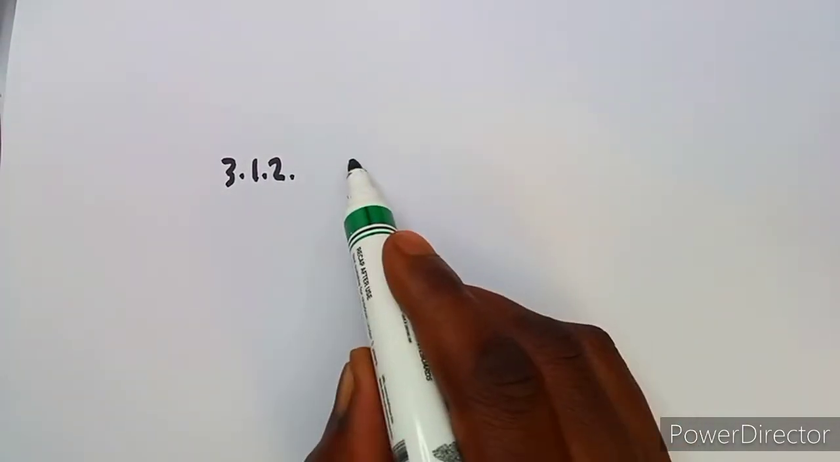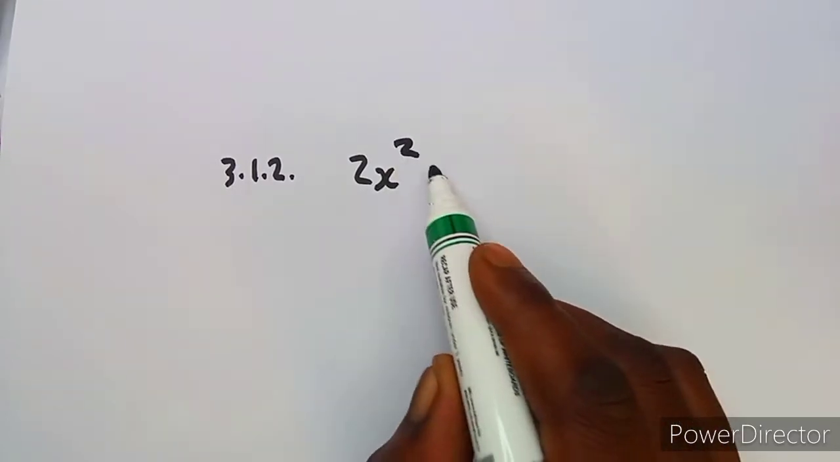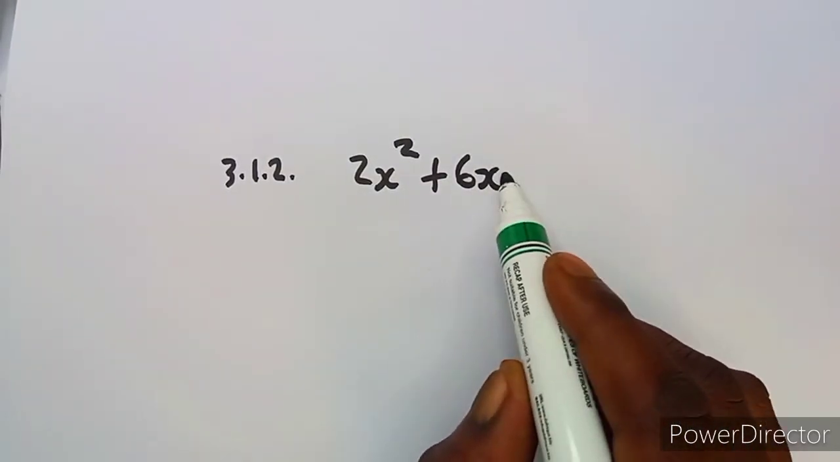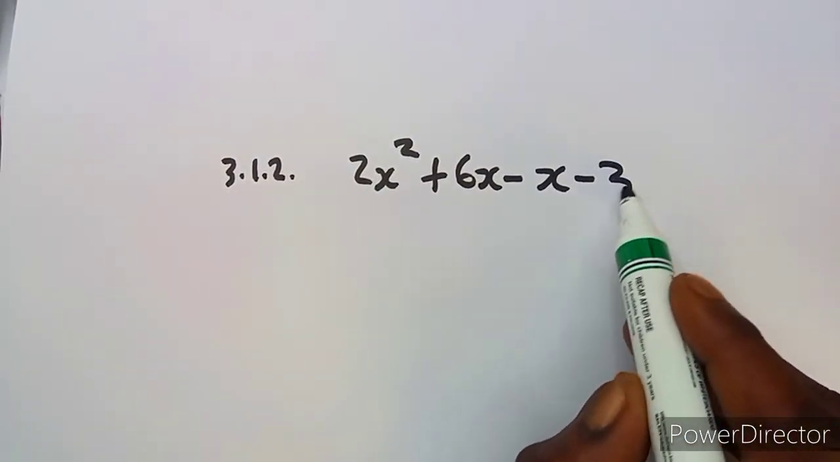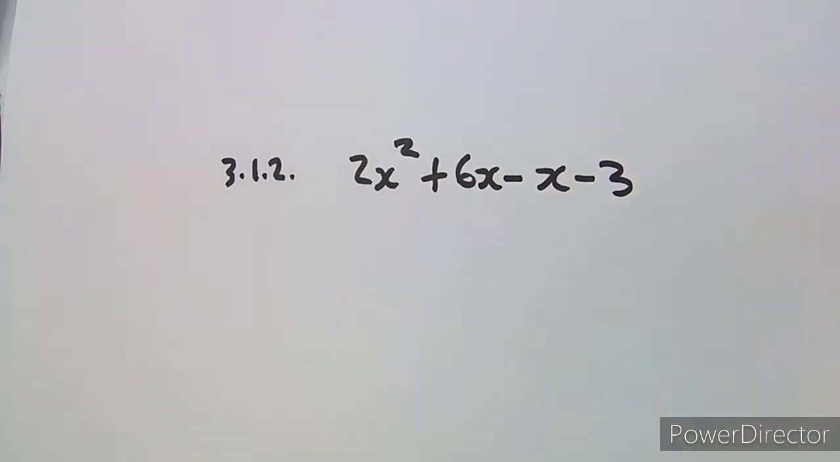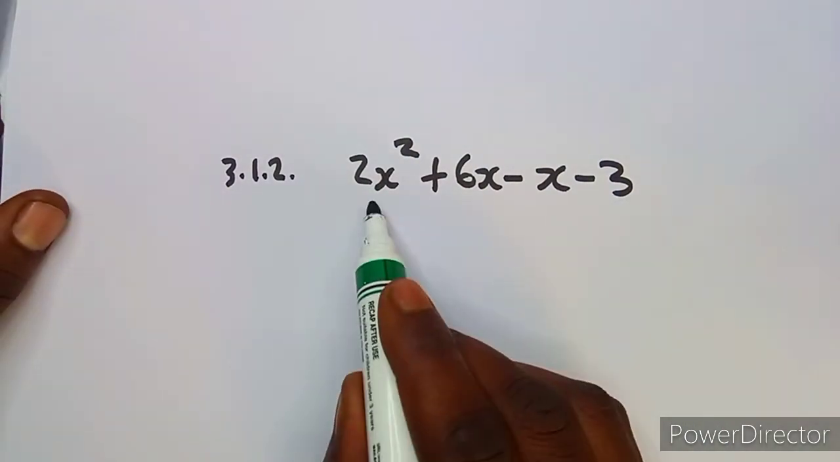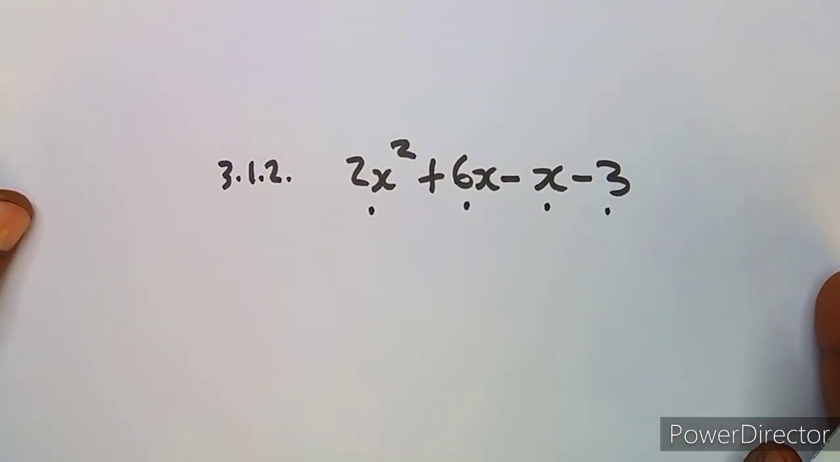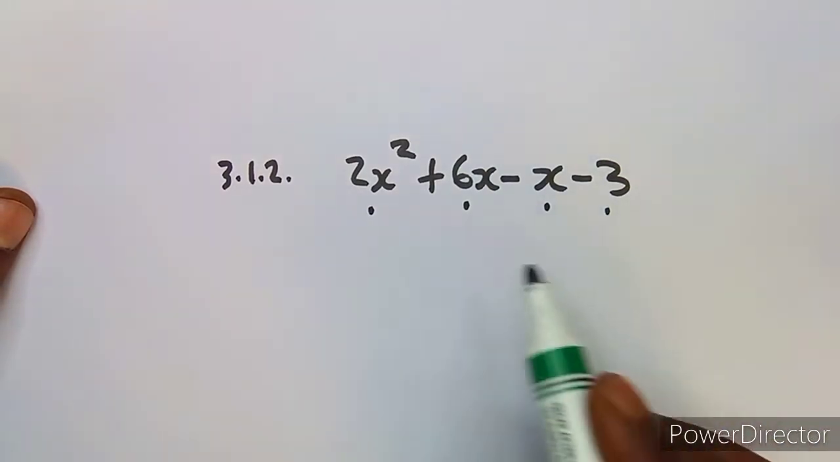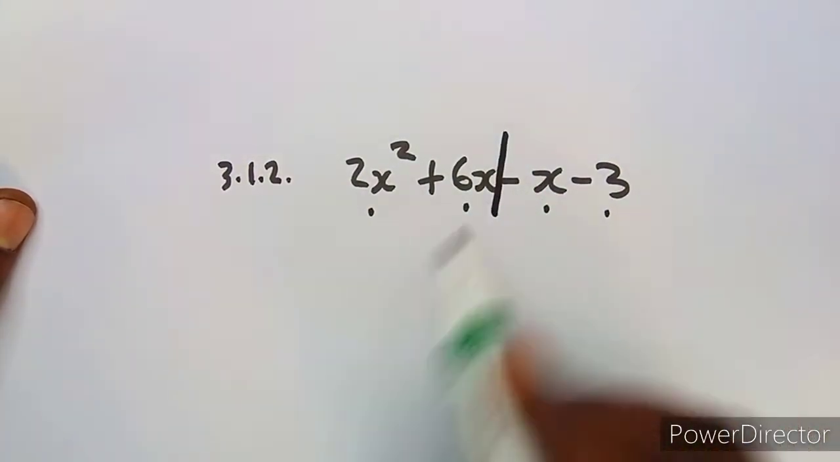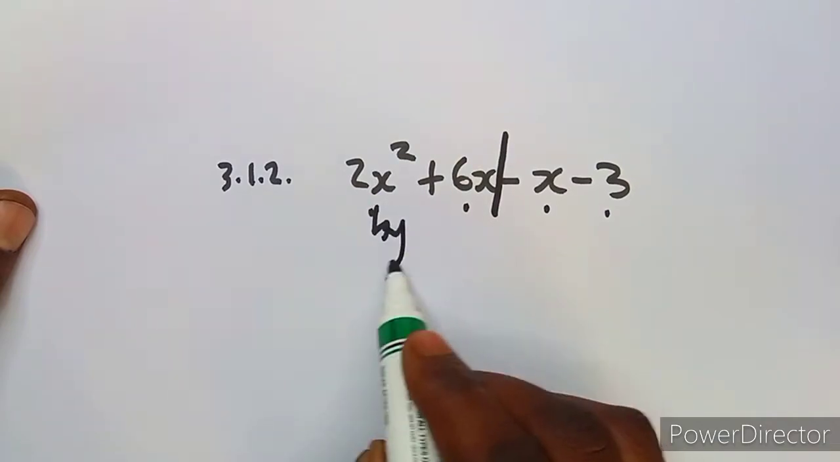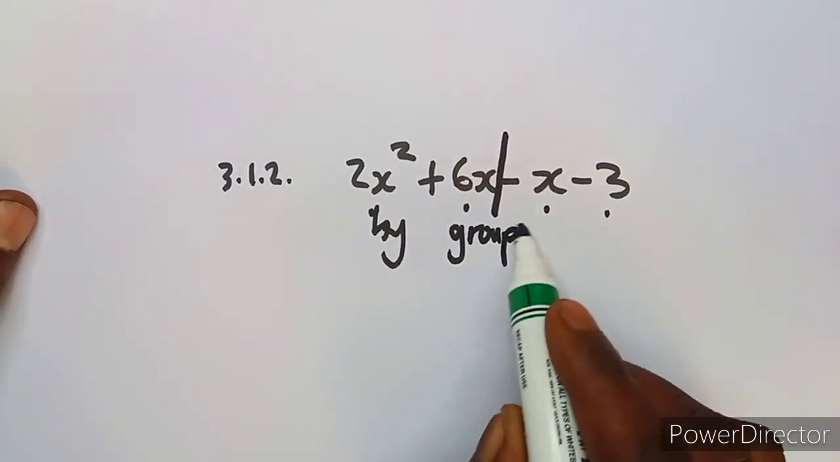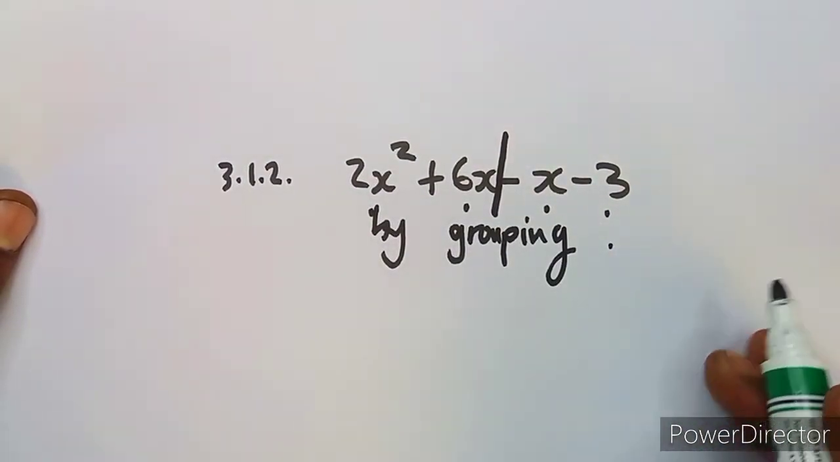This time we are given 2x squared plus 6x minus x minus 3 like this. Remember, when you are given 4 terms, 1, 2, 3, 4, how do you factor out like that? The issue there is to group. You're going to group this into 2 equal parts by grouping.